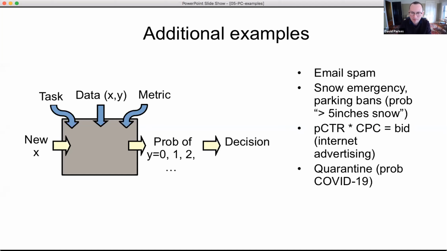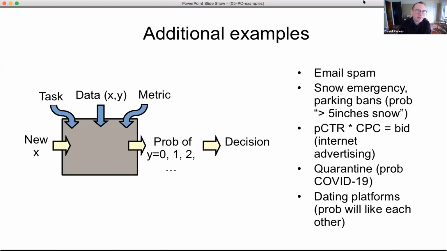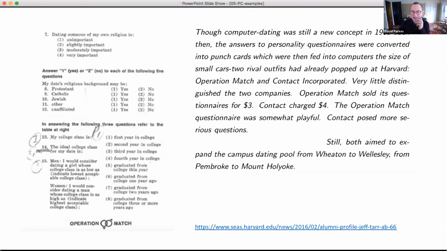Quarantine: what is the probability that you might be infected with COVID-19? That's something important to think about for deciding whether or not you should be in quarantine. And dating platforms: what is the probability that person one will like person two and vice versa? We don't want to be introducing people on dating platforms if the match is not very good. So what is the probability that we have a good match? And just as a toy example here, again, thinking about data match and thinking about Valentine's Day.